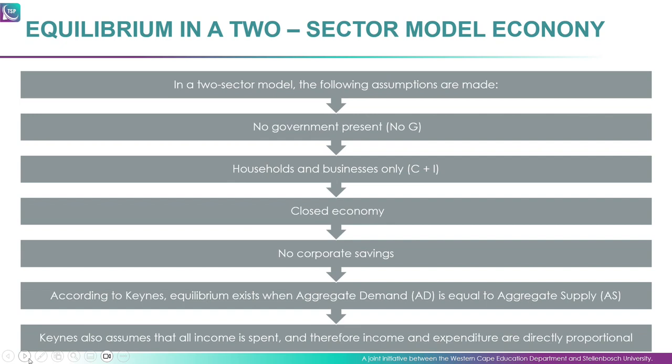Now, according to Keynes, the equilibrium exists when the aggregate demand is exactly equal to the aggregate supply. Keynes also assumes that all the income is spent, and therefore income and expenditure are directly proportional.